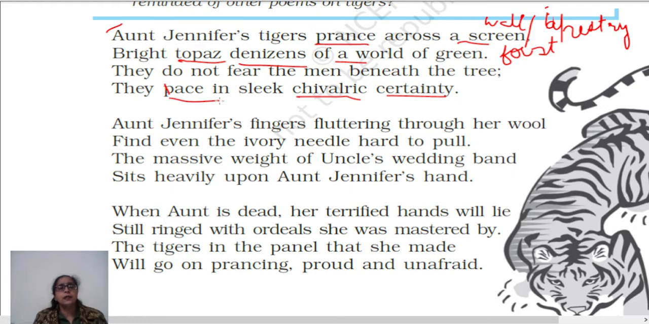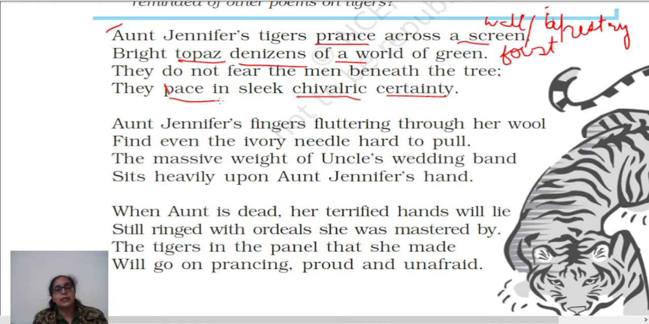The poet is conveying here that the tigers are not real. They are the image created on the screen, and they also represent the dreams of Aunt Jennifer. Aunt Jennifer is dreaming of a life that is full of freedom, where she need not be afraid of anybody. So if we go beneath the literal meaning of the lines, we can infer that Aunt Jennifer is creating certain things that are opposite to her personality.